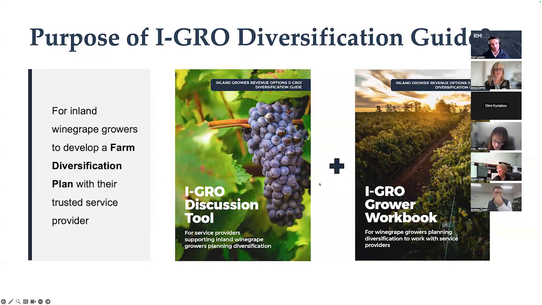So, firstly, the purpose of the diversification guide itself. This is for inland wine grape growers and ultimately ending in a farm diversification plan that's developed with you, their trusted service provider. I-GRO stands for Inland Grower Revenue Options, and the guide is made up of two key components.